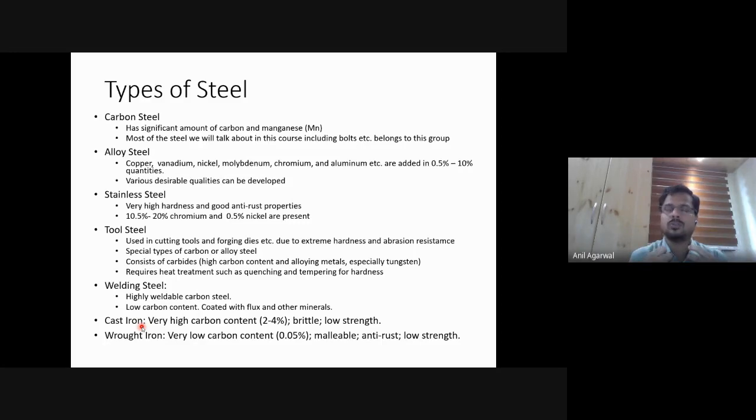So you don't mill it, you don't roll it, you don't do anything. That shape is the final shape. Wrought iron is also another type of iron which was much more malleable than cast iron. So cast iron used to have relatively high carbon content, and therefore it was very brittle. It was not very deformable.